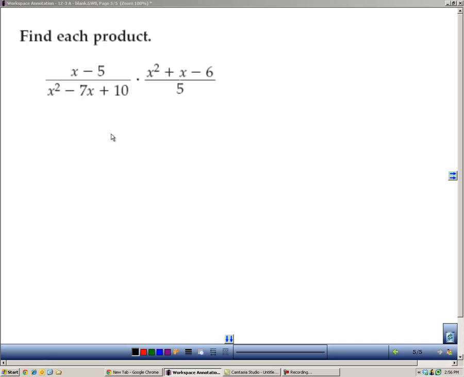Here's our last example using polynomials. You may want to pause the video, do all the factoring and canceling, and then come back and see how you did.